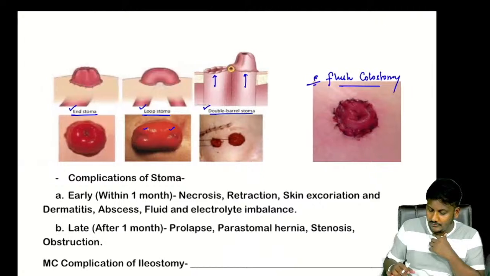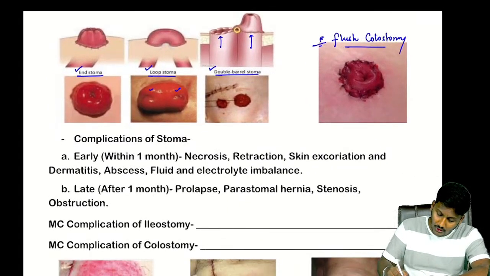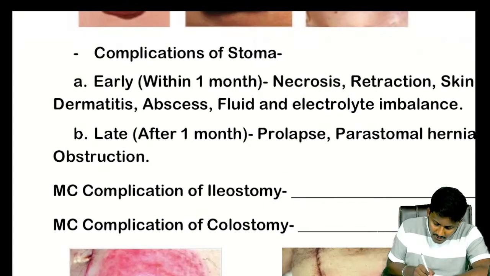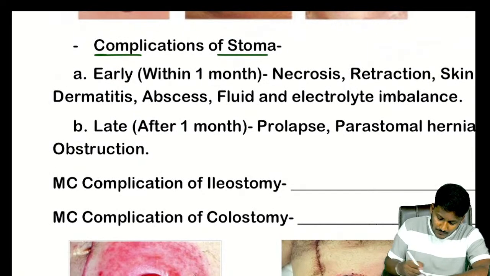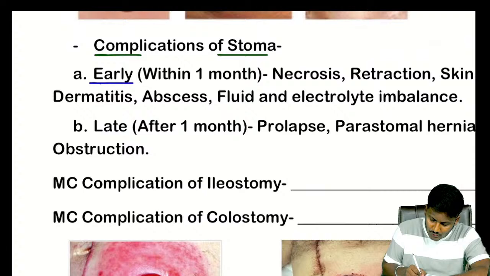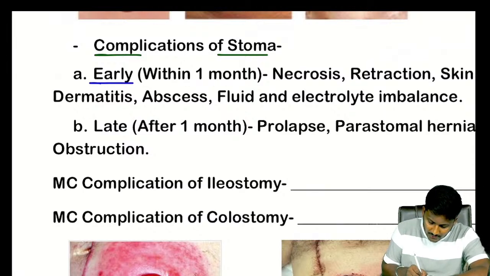So that is important. Now if they ask you beta, what could be the complications of the stoma that we have created? Okay, so if I talk about the complications of the stoma beta, so there can be certain early complications of stoma and certain late complications of stoma beta. So first of all, the early complications of stoma will appear within 1 month of the surgery beta. Yes, within 1 month of creating a stoma beta, you will get definitely these complications.